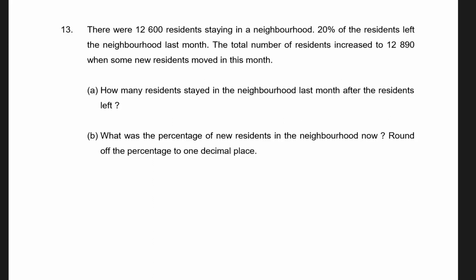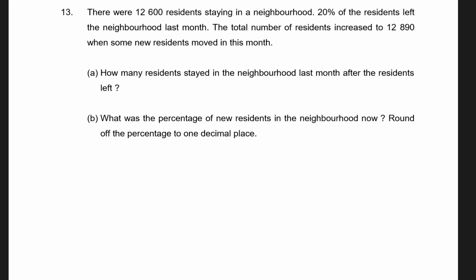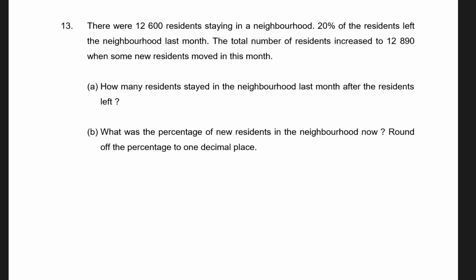Alright, we move on to question 13. There were 12,600 residents staying in the neighborhood, and after that 20% of the residents left. So you would probably want to highlight this sentence. If 20% has left, meaning how many people are remaining?